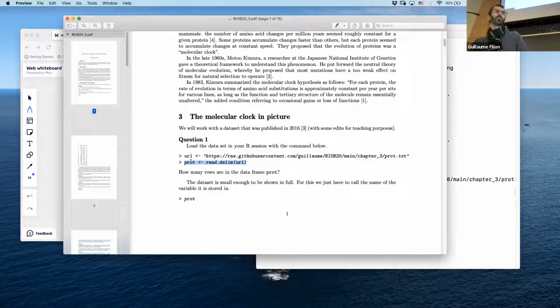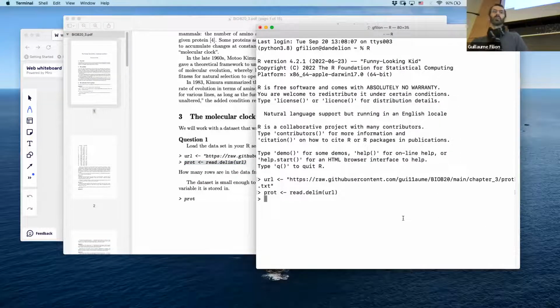Okay, so the question is, how many rows are in the data frame prot? Prot stands for protein, of course, and the question is, how many rows do we have? How do we answer that question? Go ahead. Yeah, the dim function. Dim stands for dimension. If you do dim prot, it returns the number of rows, that's the first index, and the number of columns, which is the second index. So 3 columns and 22 rows. So the answer to the question is 22 here.